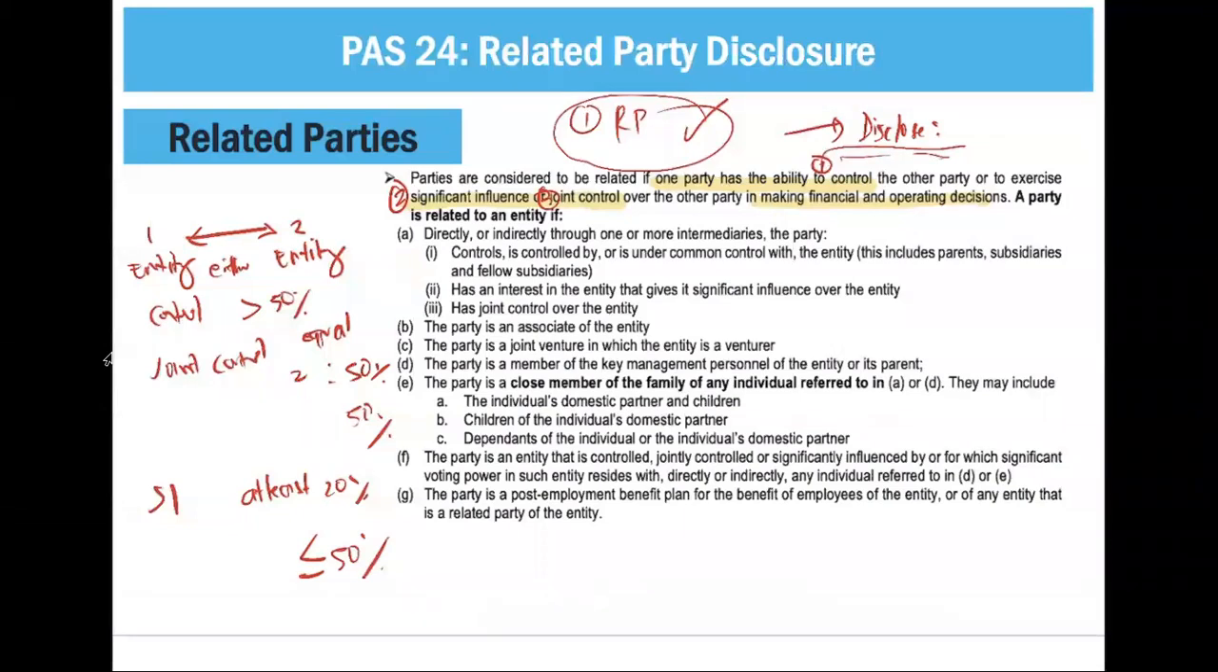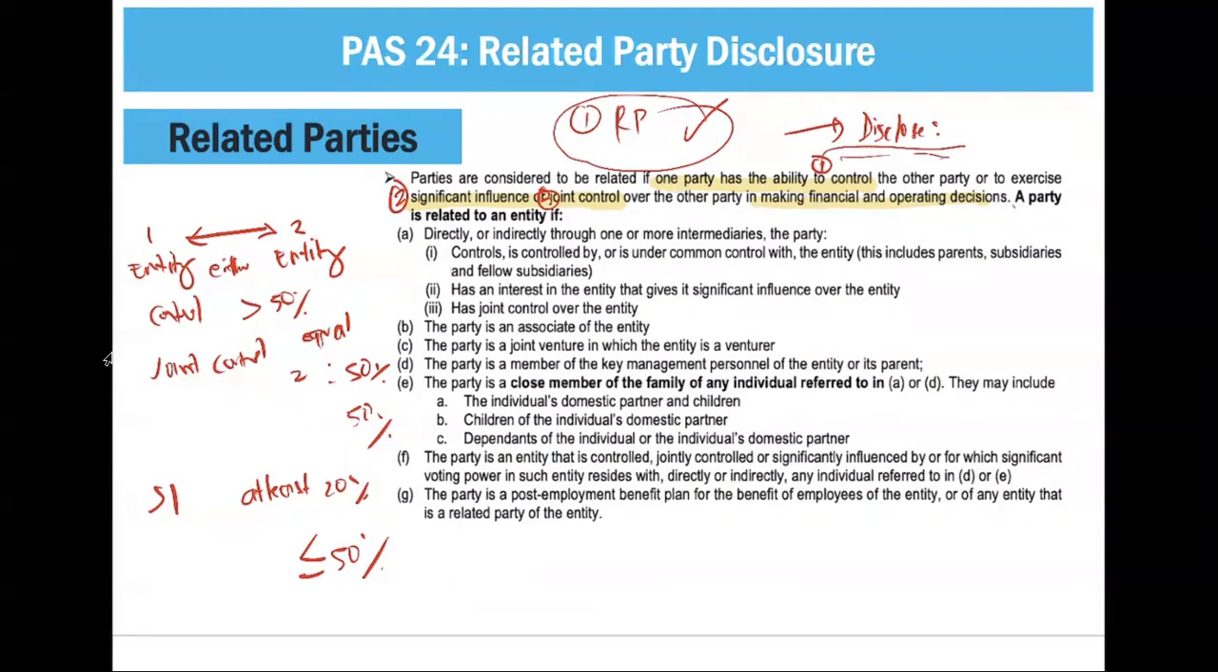When is there significant influence? If at least 20% but less than or equal to 50%. When is there joint control? If there is an equal share, or let's say there are two entities, so 50-50. Joint control means either you have contracted to have joint control over one entity or you have equal rights over that entity. So for example, if there are three of you, then it's 33.33% each. So that's the rule. That's the general rule. But here are the other rules provided under the standard.